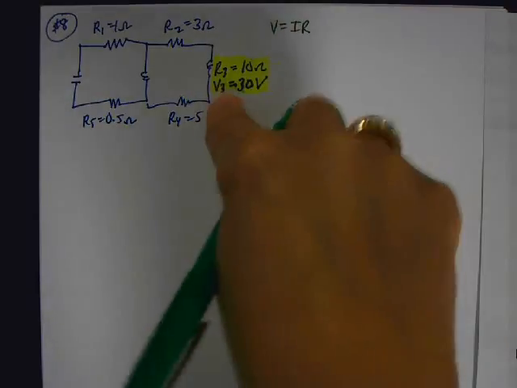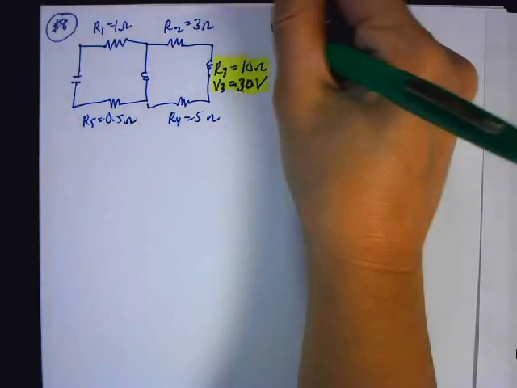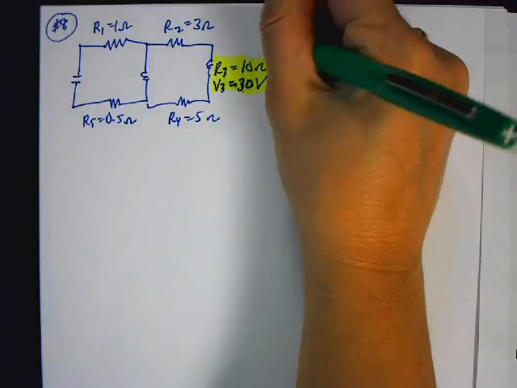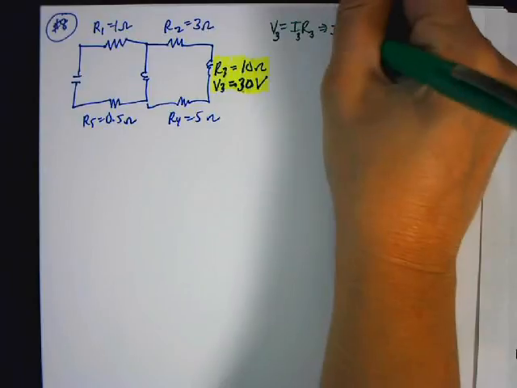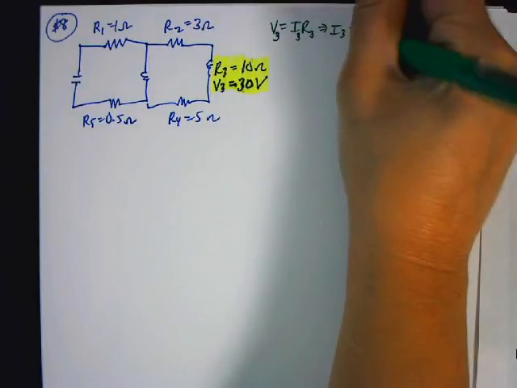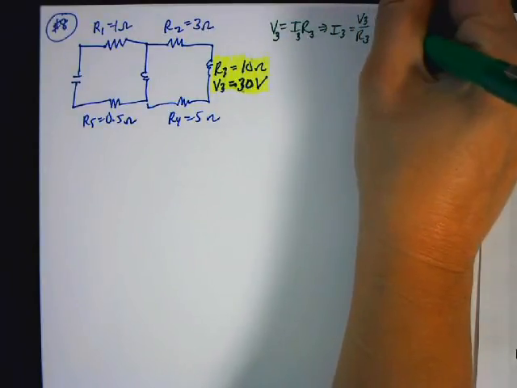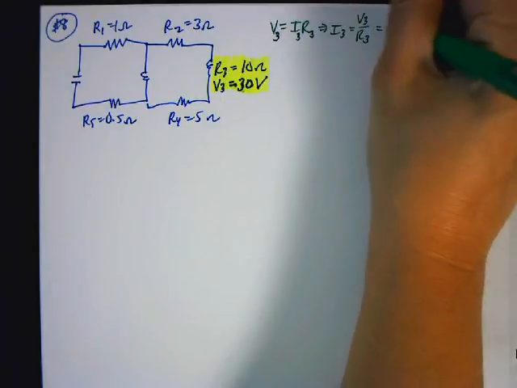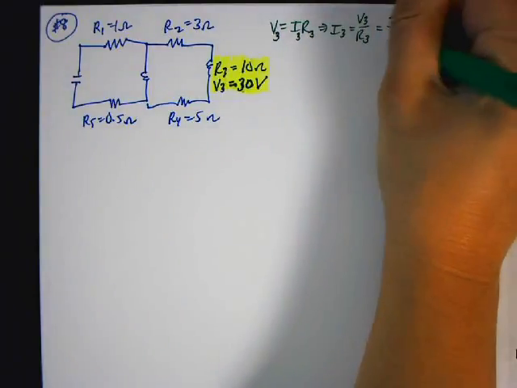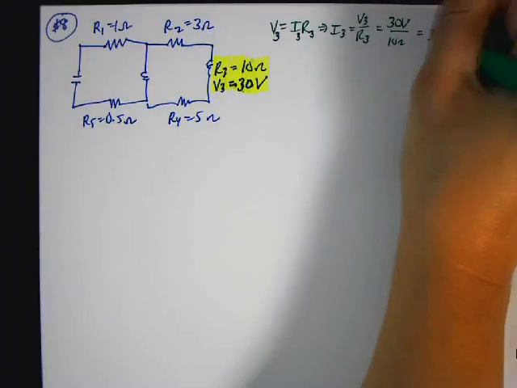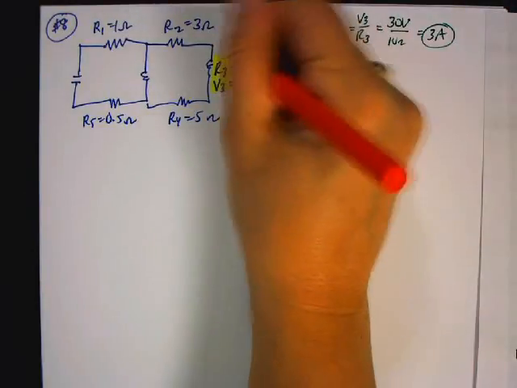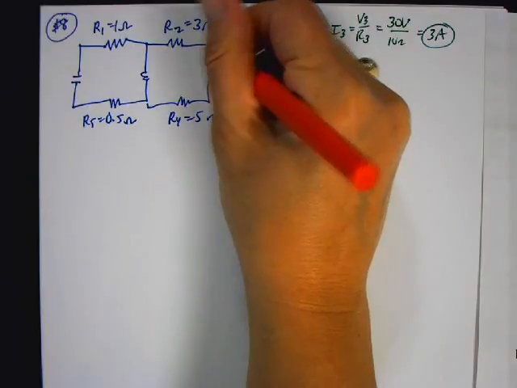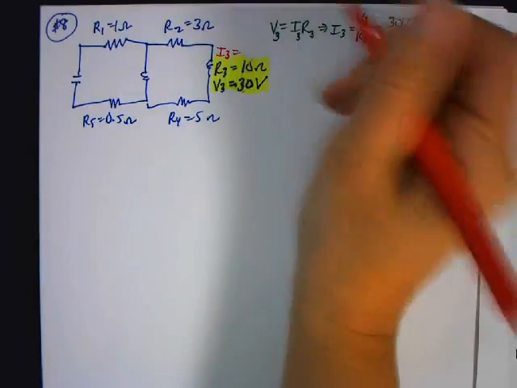I can apply it to just this one branch, so V3 is equal to I3 times R3, so I3 is equal to V3 over R3, which is 30 volts divided by 10 ohms, which is 3 amps. So what I know is the current here, I3, is 3 amps.